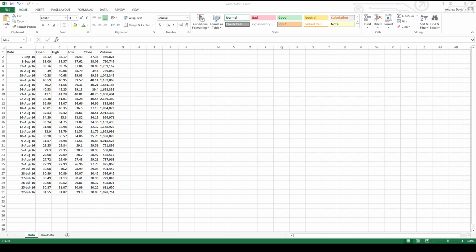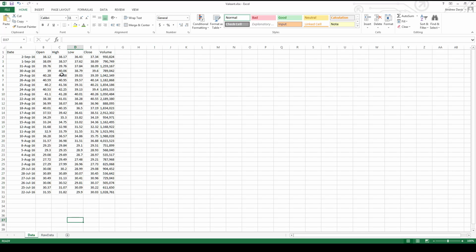What do we have? We've got time, we've got open, which is the price the stock opened at. We've got the high, which is the highest price that it was observed the stock trade at for that day. And we've got the low, which is the lowest price the stock traded at. The close is the price recorded at the end of the day, and the volume is the number of shares.